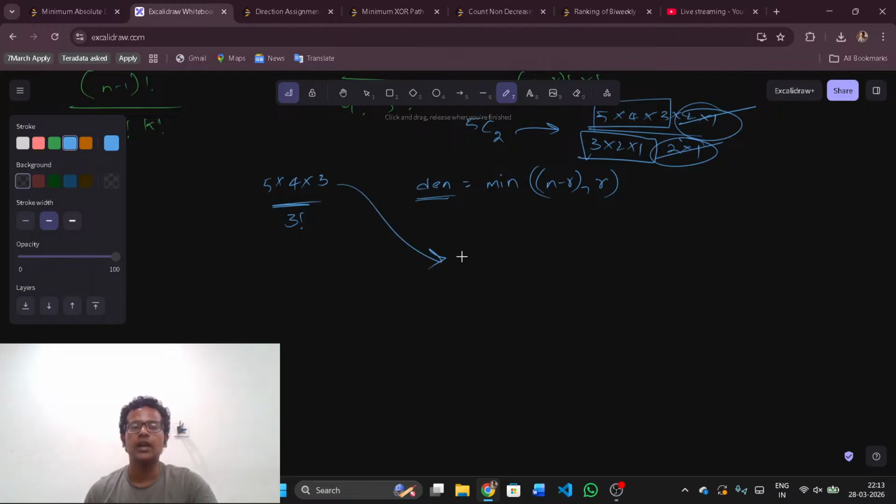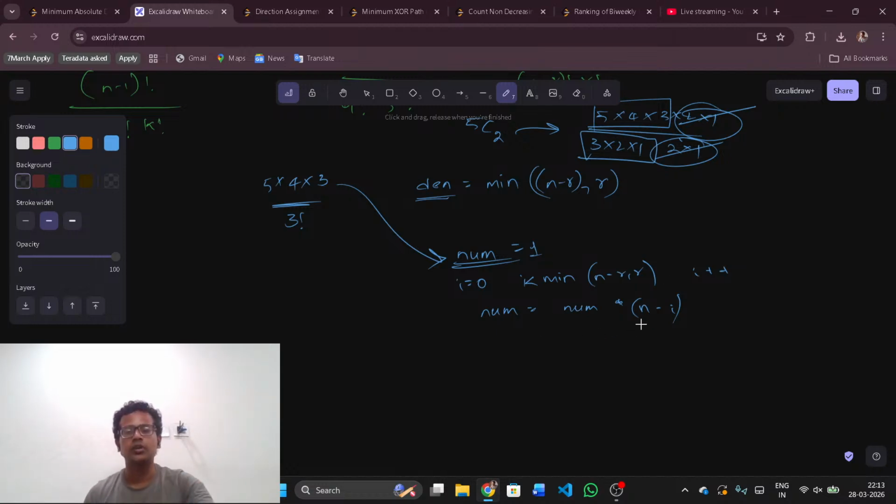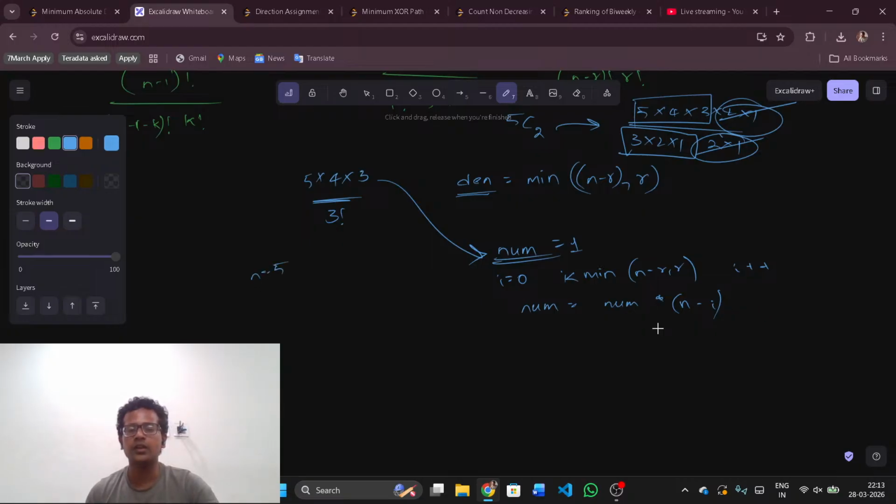I'll tell you how I can calculate the numerator for this. I'll start with my numerator, which is 1. So numerator will be numerator into n minus i, and I will start i with 0. I will go till the minimum of n minus r comma r, with i plus 1. I'll tell you why this works. n minus i: I have n is equal to 5. 5 minus 0 is 5. So num was 1. Now it is 5 into 1, which is 5, right?